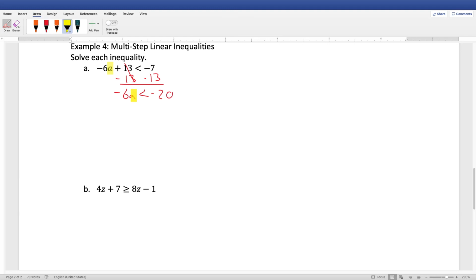Again, I am trying to isolate my a, so I'm going to divide both sides by negative 6. When you divide by a negative number, you have to flip the direction of your inequality. So a is greater than 20 over 6. Now this is not your answer because 20 over 6 can be reduced. It can be divided by 2 over 2. When you take 20 divided by 2, you get 10. When you take 6 divided by 2, you get 3. So your final answer is a is greater than 10 over 3.